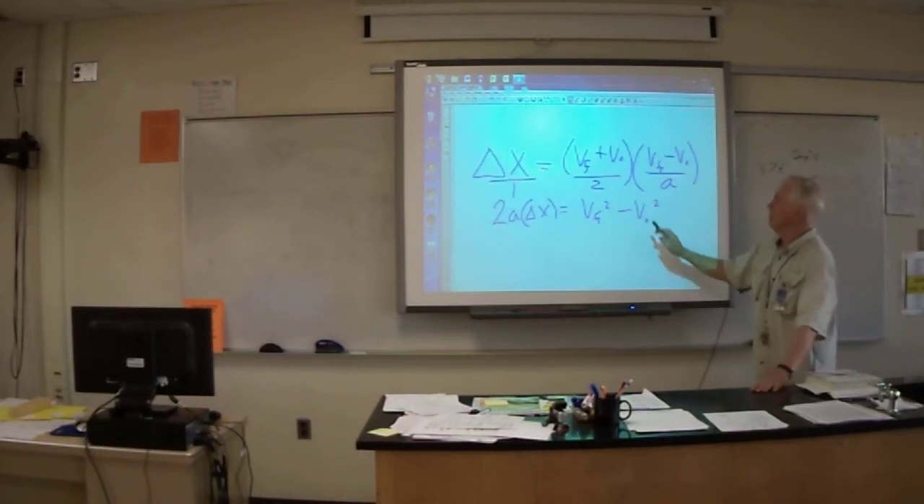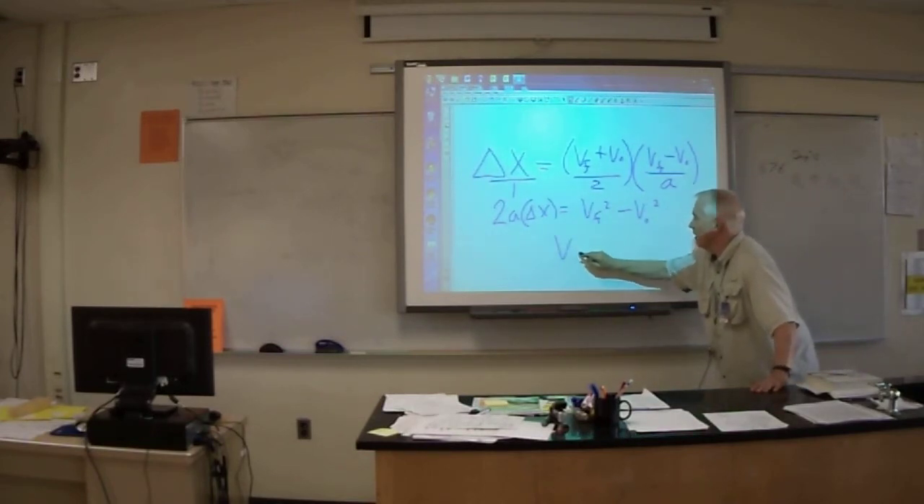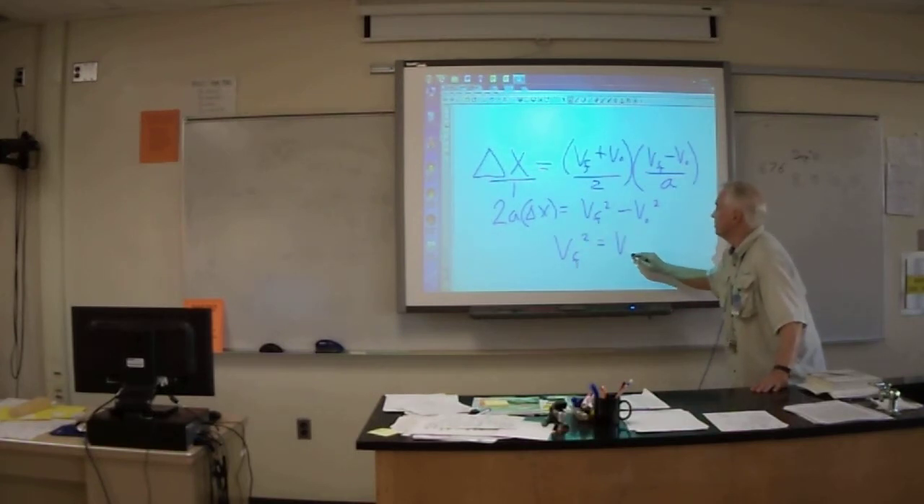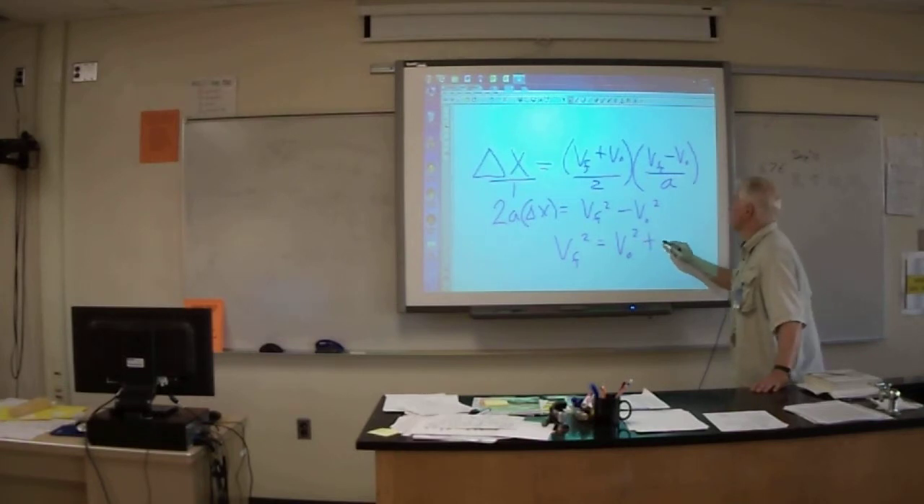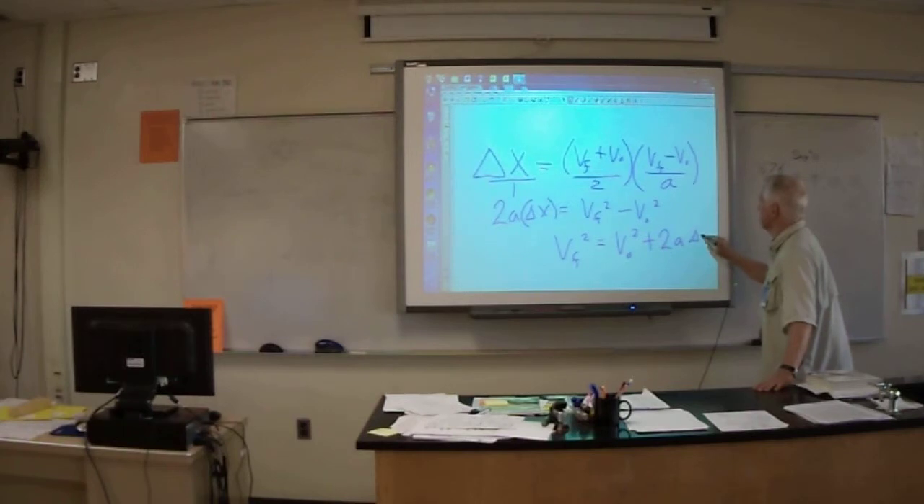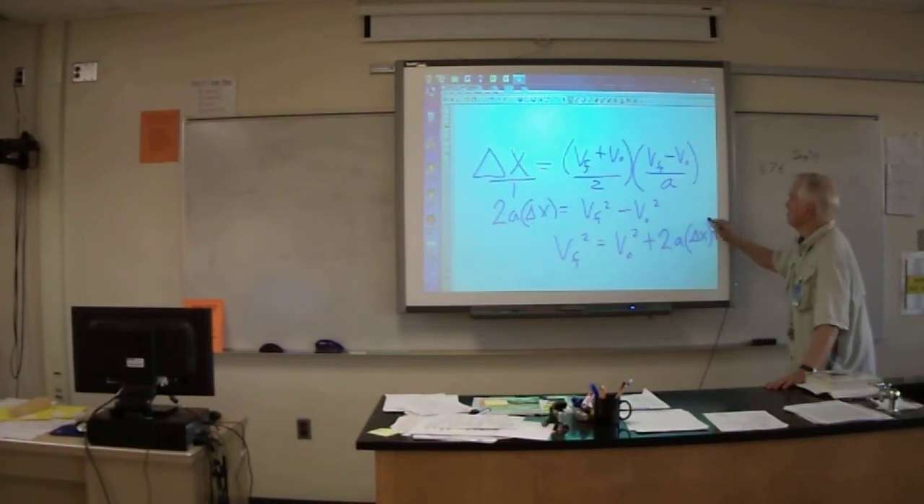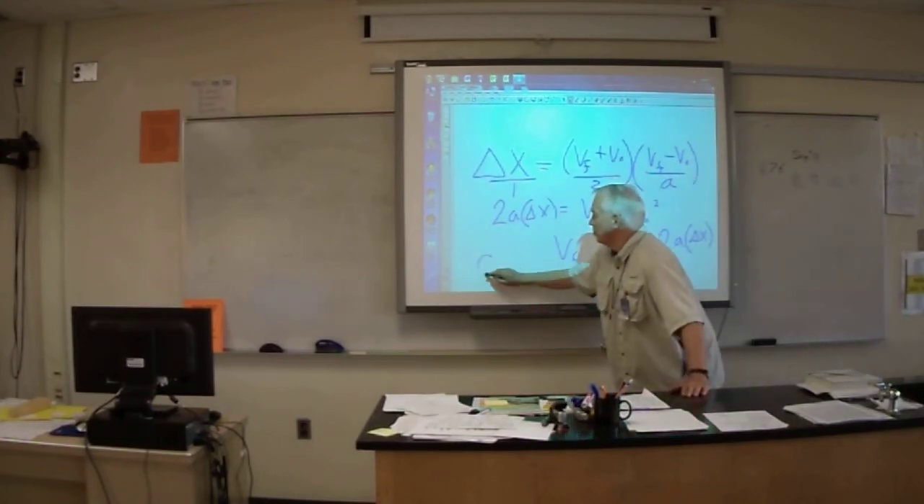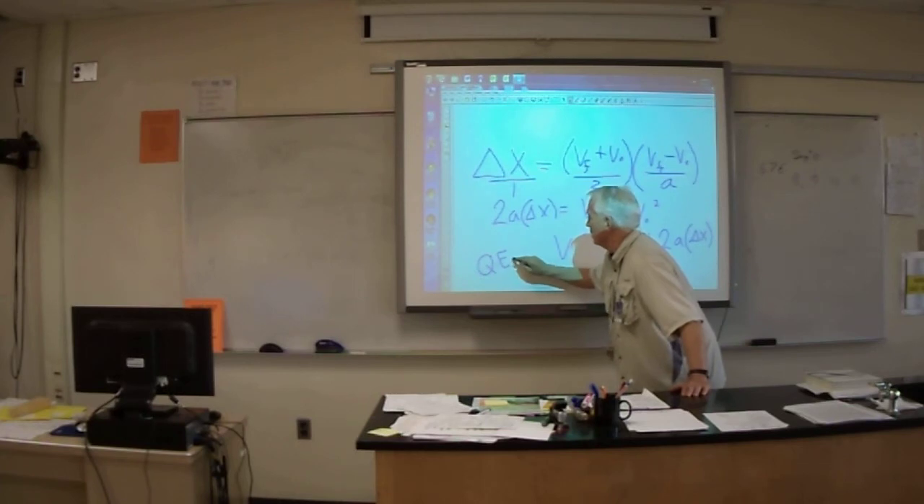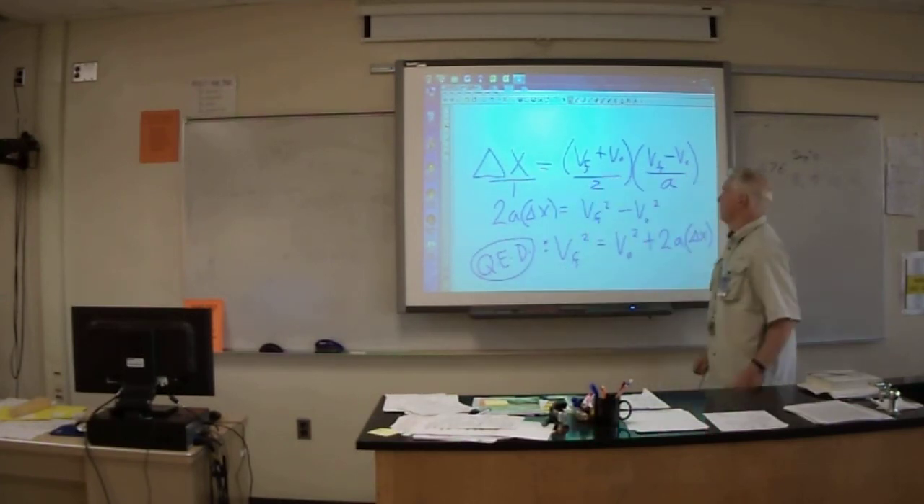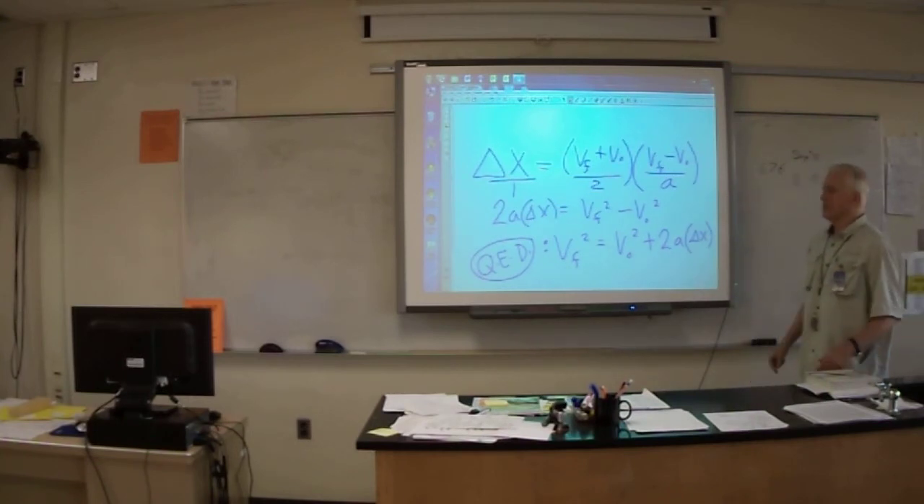So I solve with v final squared all by itself. V final squared equals v initial squared plus 2a delta x. A lot of books have this as d, 2ad. So, QED, that's what I was trying to show. V final squared equals v initial squared plus 2ad.